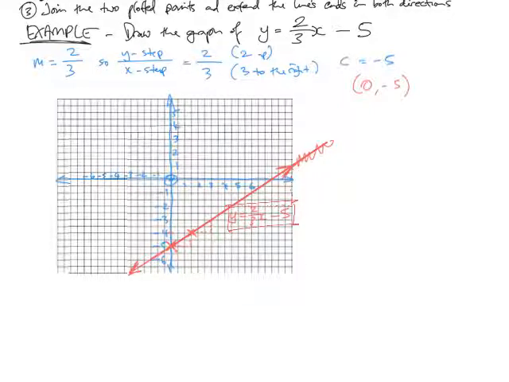So hopefully that helps you out. We've covered gradient-intercept form of a line, how to work out how to draw it based on m and c alone. Pretty simple, should be revision.